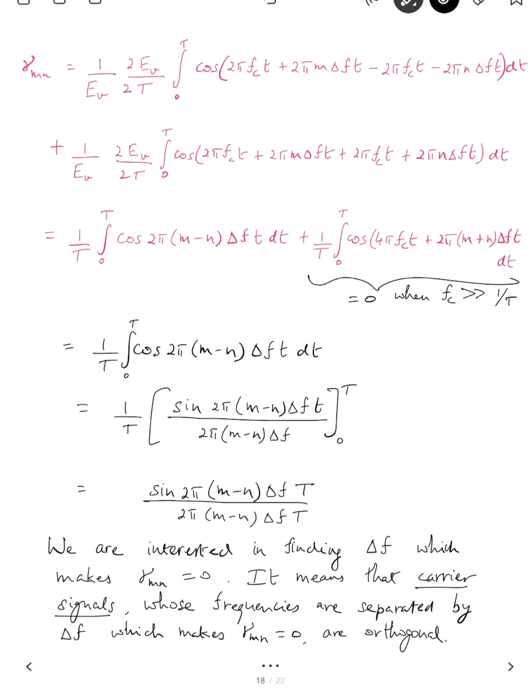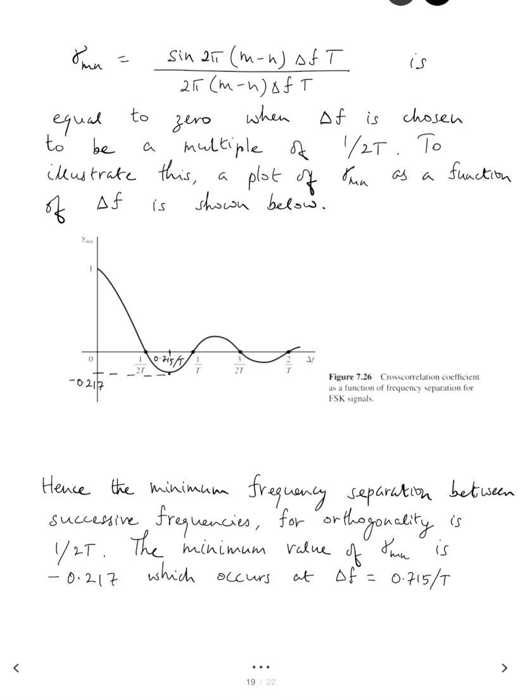Right, so as I said before, choosing the delta f value to be 1 by 2t would make this term 0, or we can also choose delta f to be multiples of 1 by 2t, which again would make all these angles lie on the horizontal axis, which will all result in the sine component being 0, so therefore the inner product would become 0.